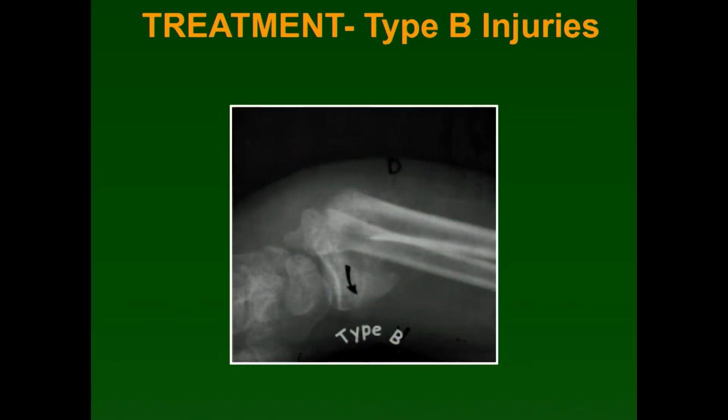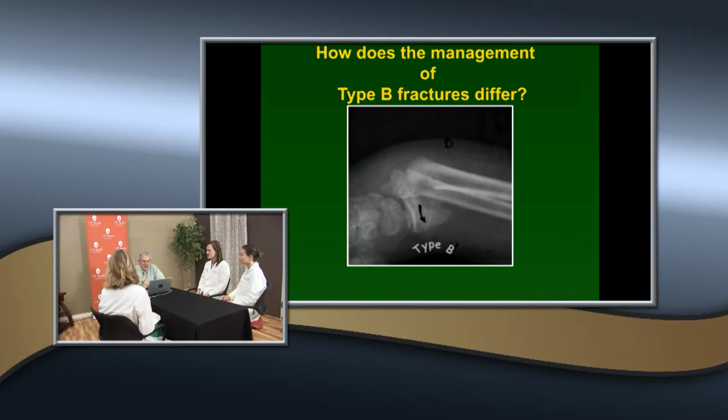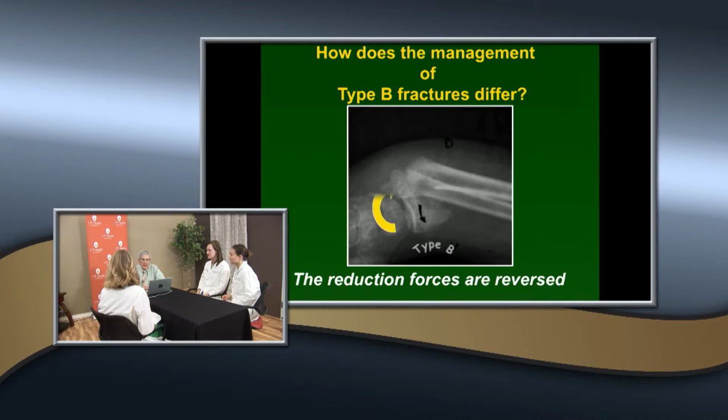Now, what type is this? It's a type B. Very displaced. So, how does this differ? It's harder to maintain the reduction. That's right. And what about getting your reduction? You do it the same way? Not quite. No, you don't. The reduction forces are reversed. You go in the opposite direction because you have to bring that fragment up.